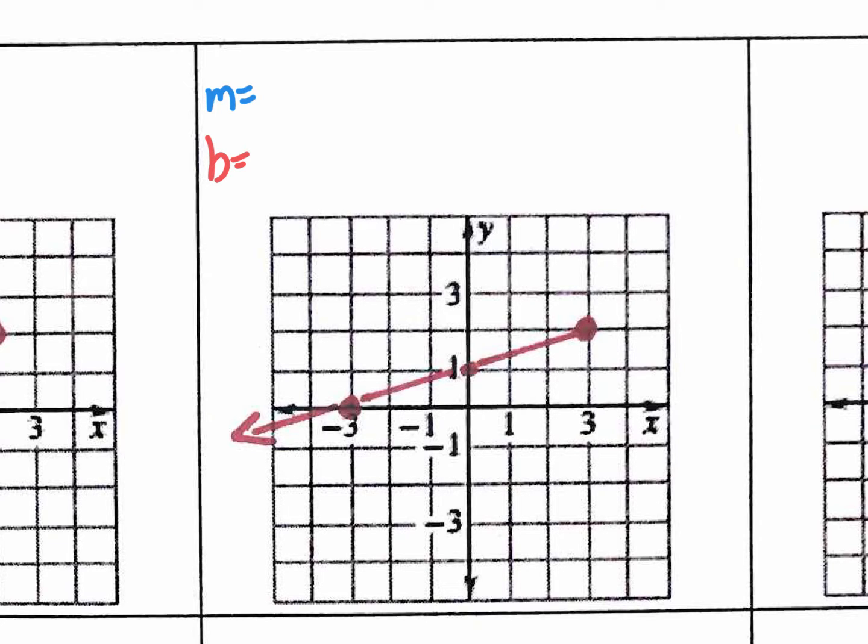So looking at this line, it does rise 1, run 3. Rise 1, run 3. So the slope is 1/3, and the b value you could clearly see is 1. So our equation, our function, you can label it f of x, g of x, I'm just calling it y, is equal to 1/3 x plus 1.